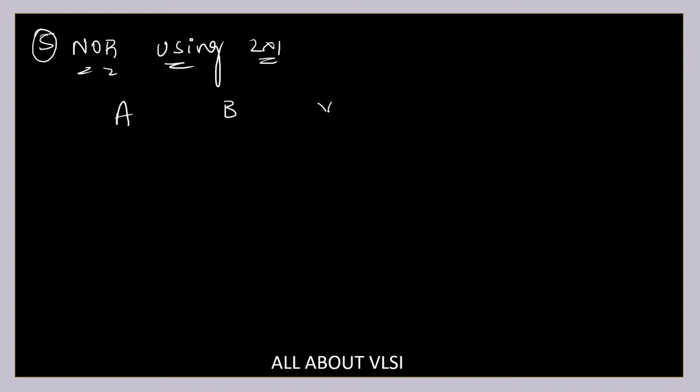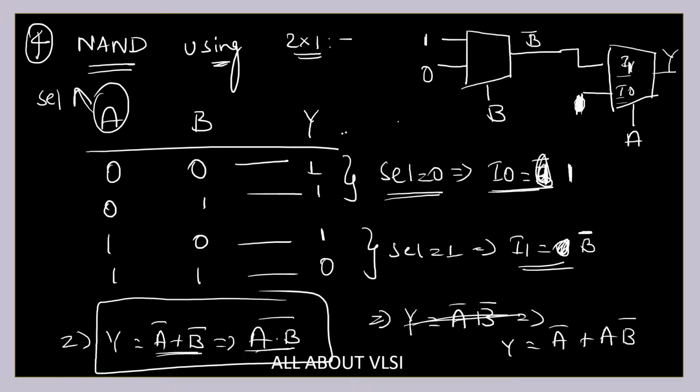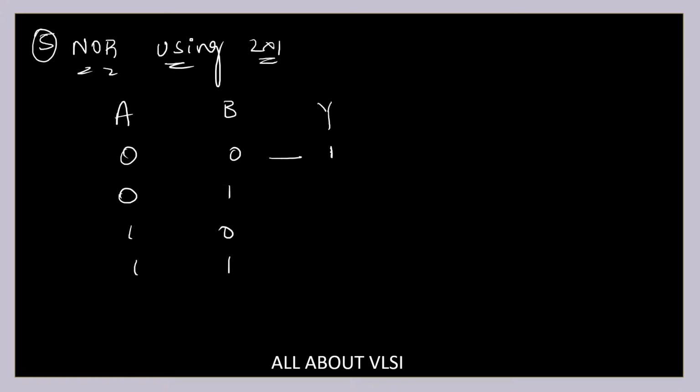Yes. So let's move forward. Let's say I want to implement a NOR gate using 2 cross 1 mux. Previously, I have written a table that belongs to the NOR gate: A, B, and Y. 0 0 gives 1, and here I'm going to get 0, 0, and 0. This is my NOR gate truth table.